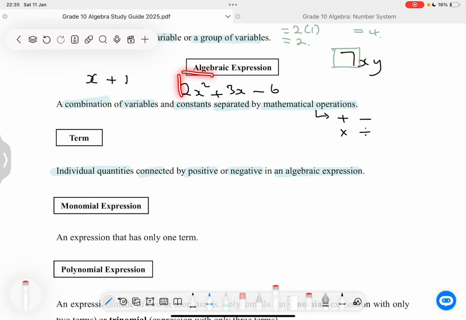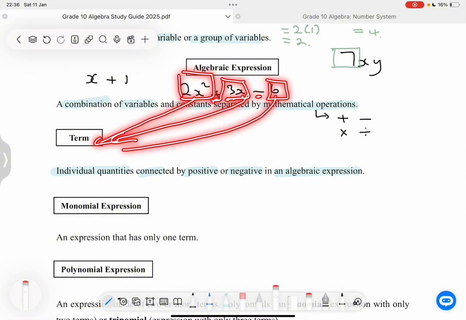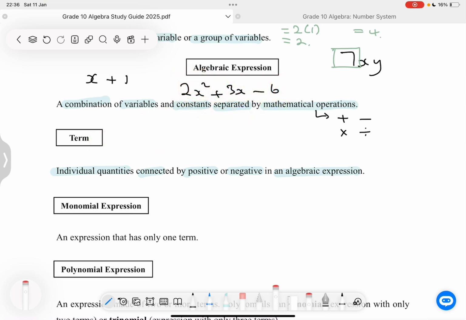If you look at 2x squared, it is a term because it is separated from 3x by a plus. And the 3x is also a term because it is separated from 2x squared by a plus, and also separated from a 6 by a negative. So it is also a term. The 6 here is also a term, right? It's a constant term, because it is separated from 3x by that negative. So these numbers that get separated by a plus or negative are called terms, right?